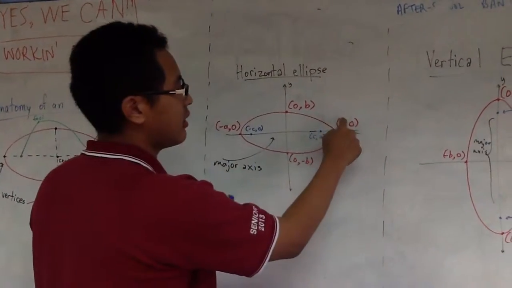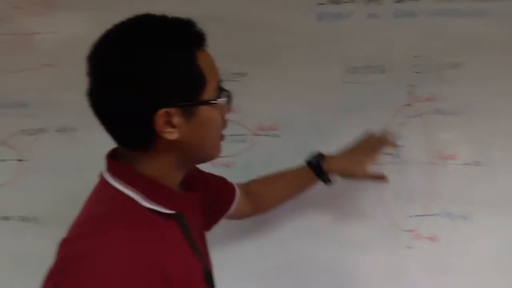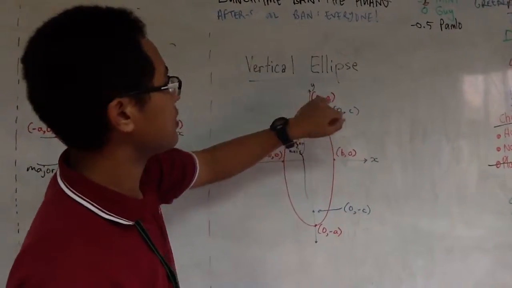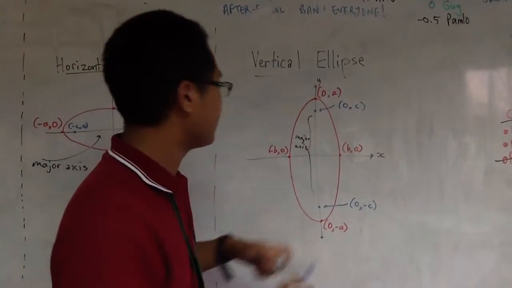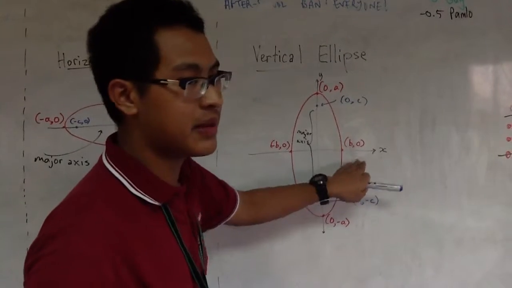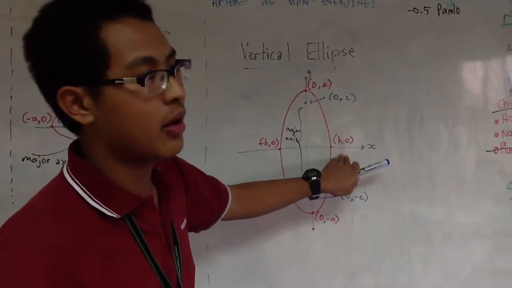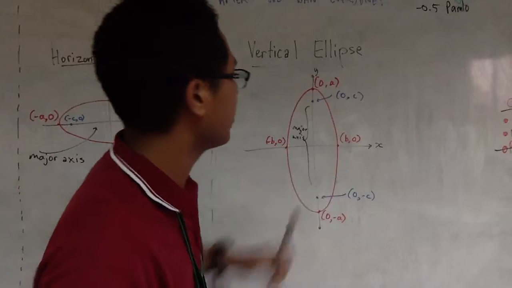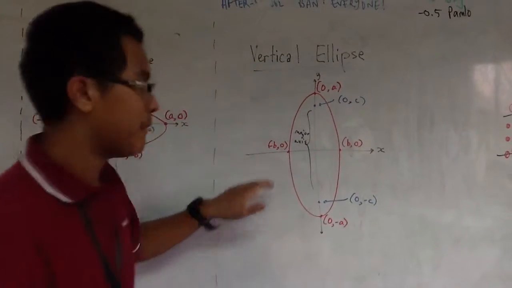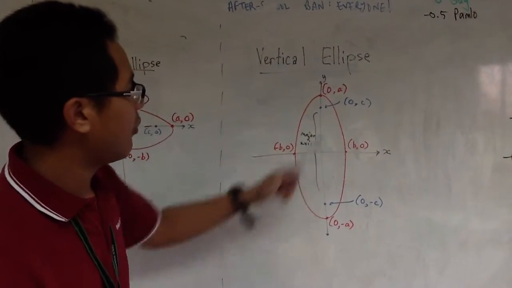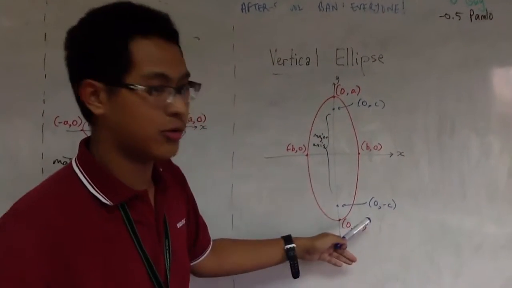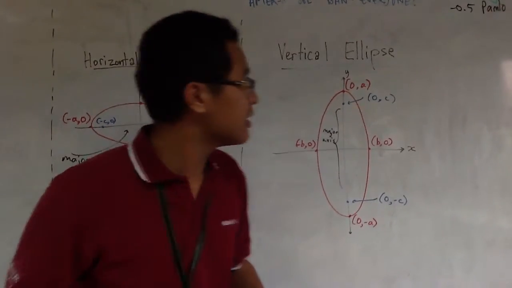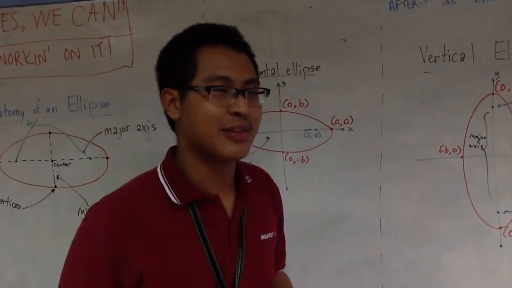You see here, the major axis is on the x-axis, so it's going to be (A, 0). But here, the major axis is on the y-axis, so it's going to be (0, A). And our minor axis will be on the x-axis, which is represented by B. We always represent the minor axis with B. So we have (B, 0) and (-B, 0). And we have two focal points on the y-axis: (0, C) and (0, -C). So that's basically our introduction of an ellipse. See you in the next video.